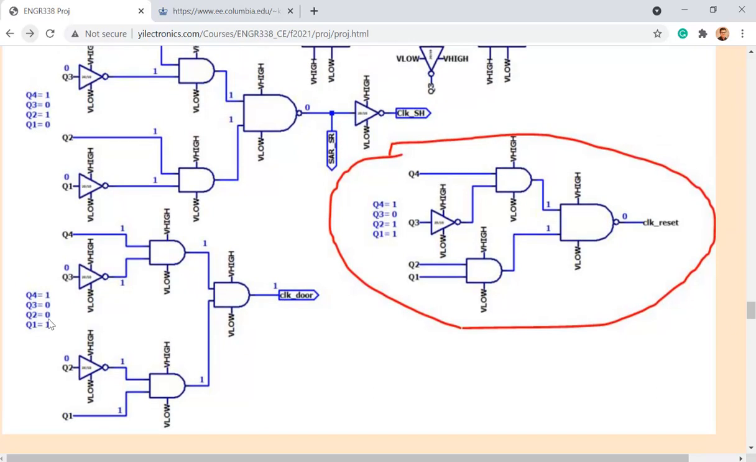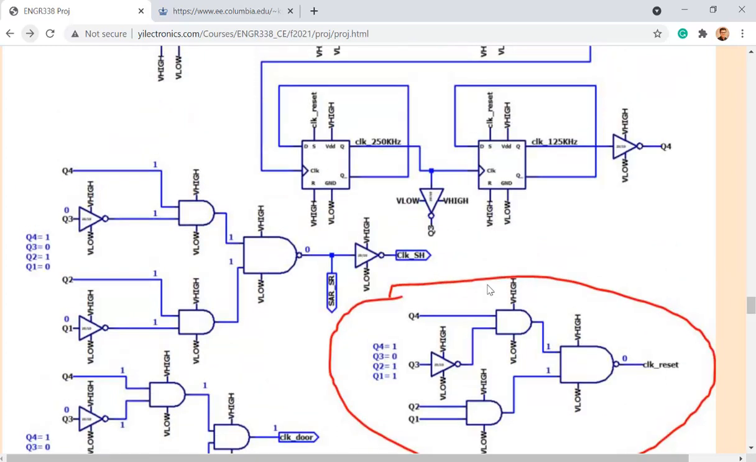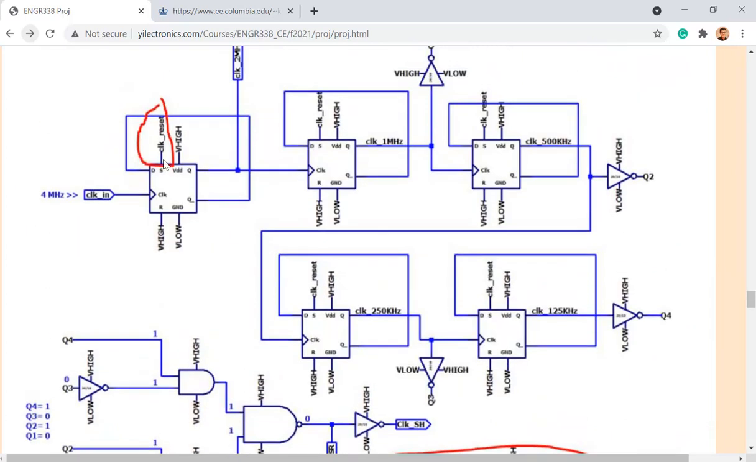So that one comes to 9. I want to change it to 10. So this one has to be changed as well, because right now it's counting to 10. I want to count this to 11 instead of 10, if I change this to 10. And this has to count to 12. So this is resetting this clock.